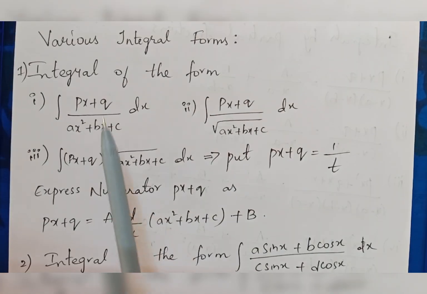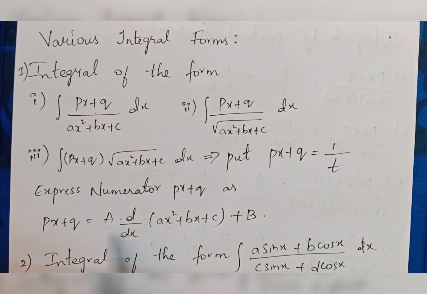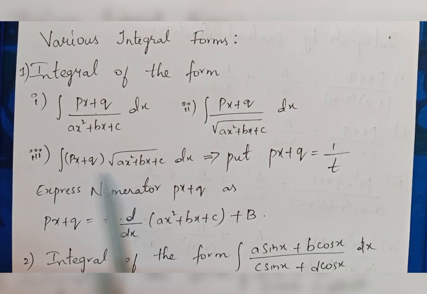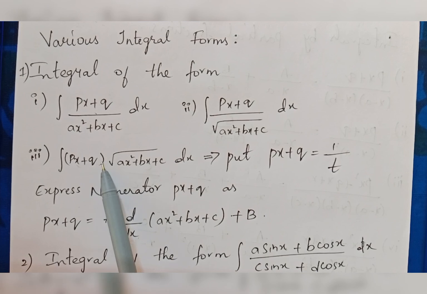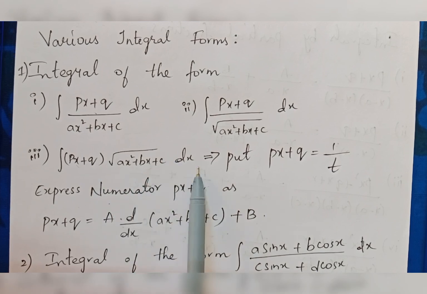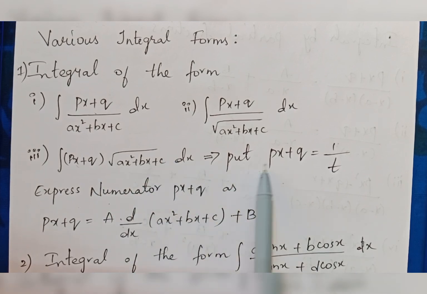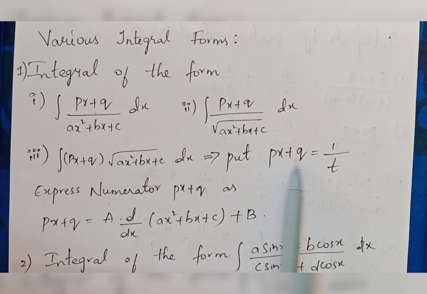Here if there is a numerator, we have this rule, right? Numerator is equal to a by d by dx of the denominator plus b. Now in the third case, here we don't have any numerator. Here they are in multiplication form, right? Linear equation into root of the quadratic equation dx form will be there. So in this case you have to put that linear equation is equal to 1 by t. px plus q is equal to 1 by t.